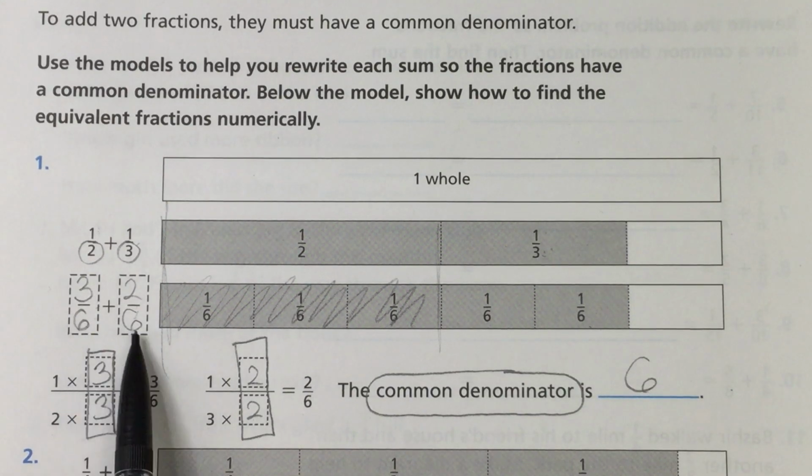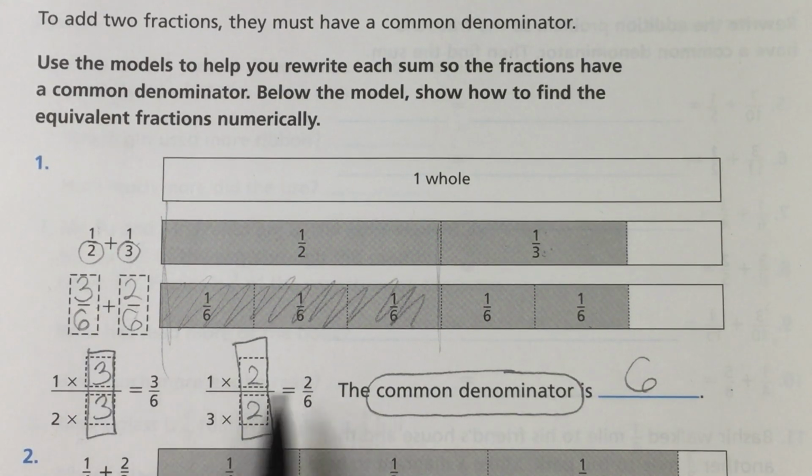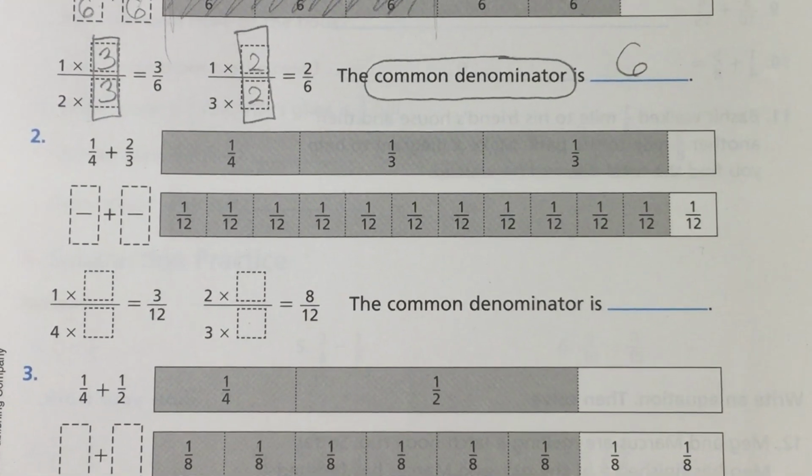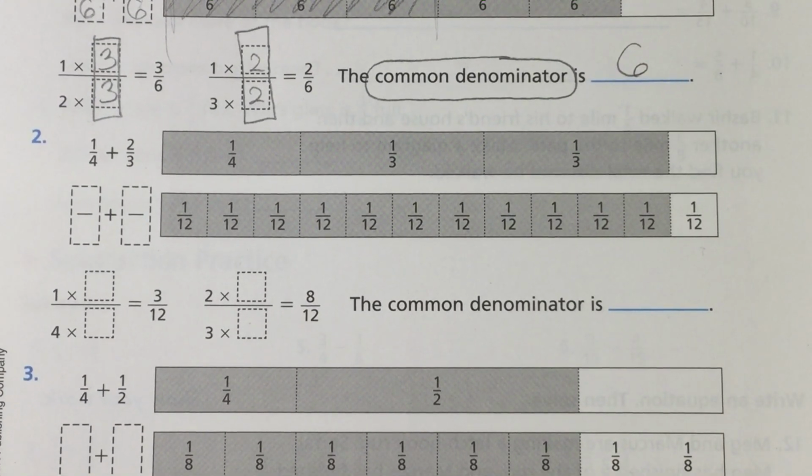Because we changed both of these fractions to have the same denominator of 6. So that's what we're looking at there. Let's look at another one. This is one of the more tricky concepts, just to be honest, starting off 5th grade. So we really want to make sure that we have this strong.